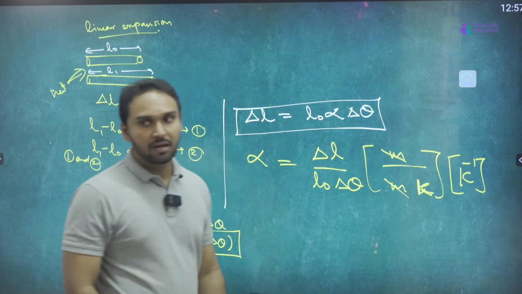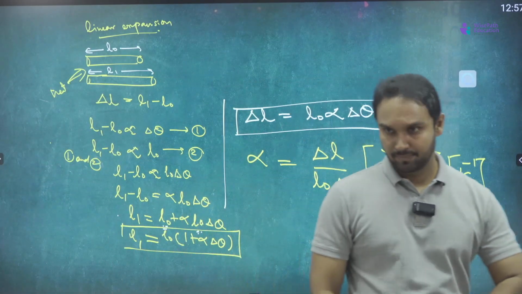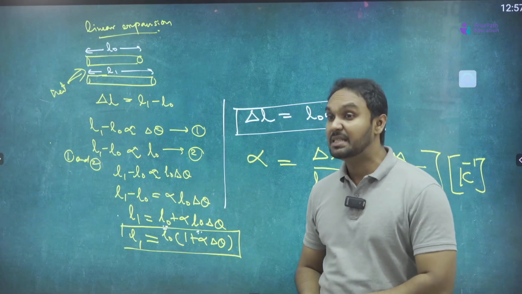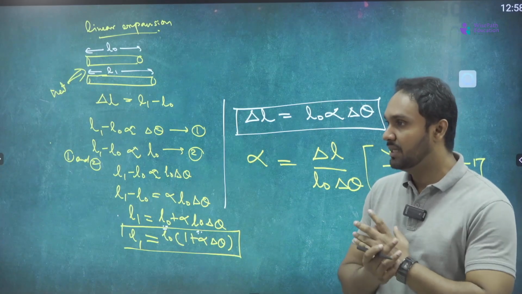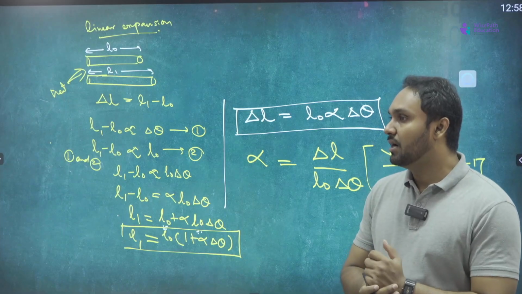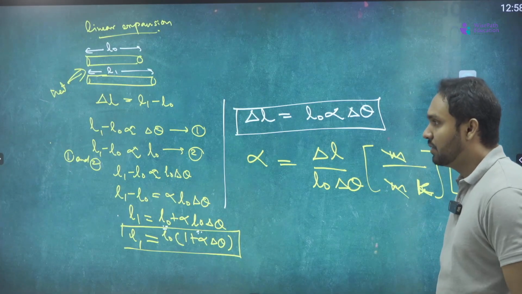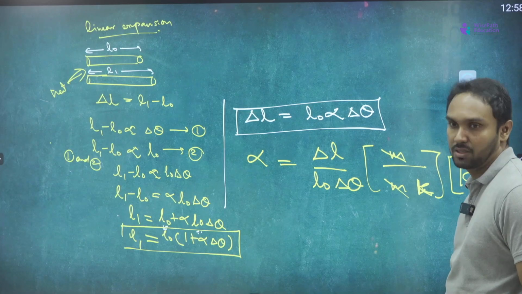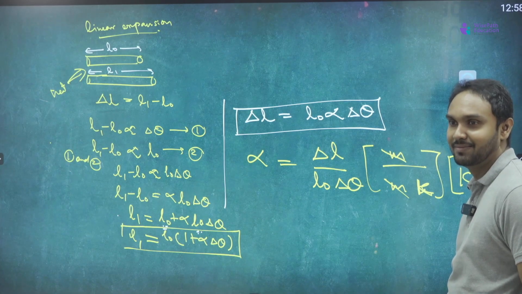So the alpha we call the linear expansivity. The constant name is linear expansivity. So the linear expansivity units are per Kelvin. Write down the whole thing in the first box. Wrote it somewhere else. Now write it again in the box.